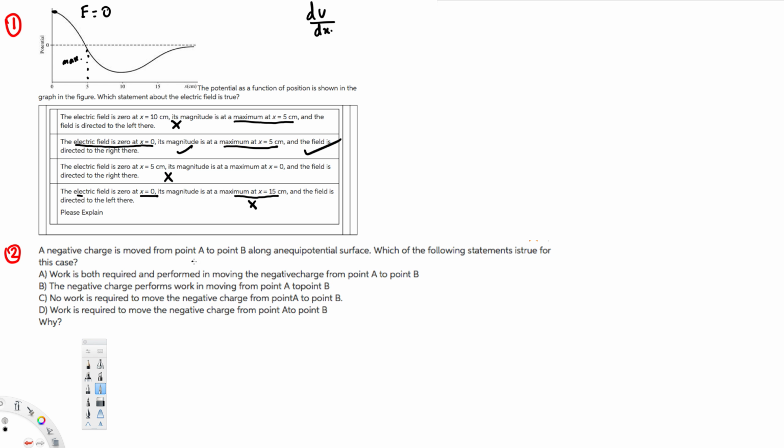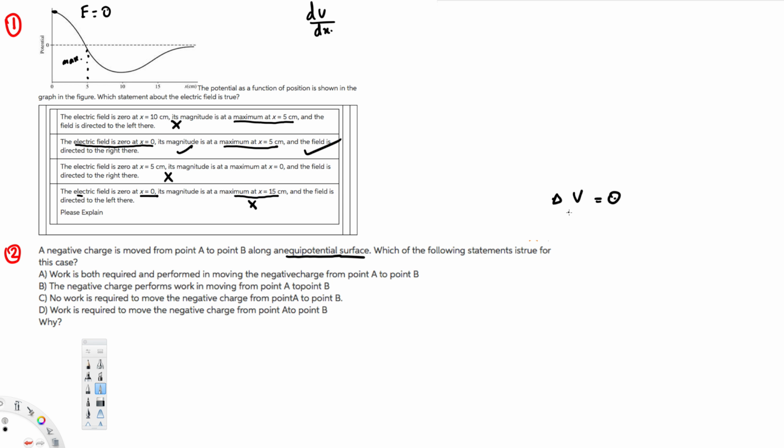A negative charge is moved from point A to B along an equipotential surface. Which of the following statements is true for this case? Work is both required and performed in moving a negative charge from A to B. So let's see what happens to work when we have an equipotential surface. When we have an equipotential surface, delta V, initial minus final, is going to be 0, because equipotential means the potential is the same everywhere. So this is going to be 0.